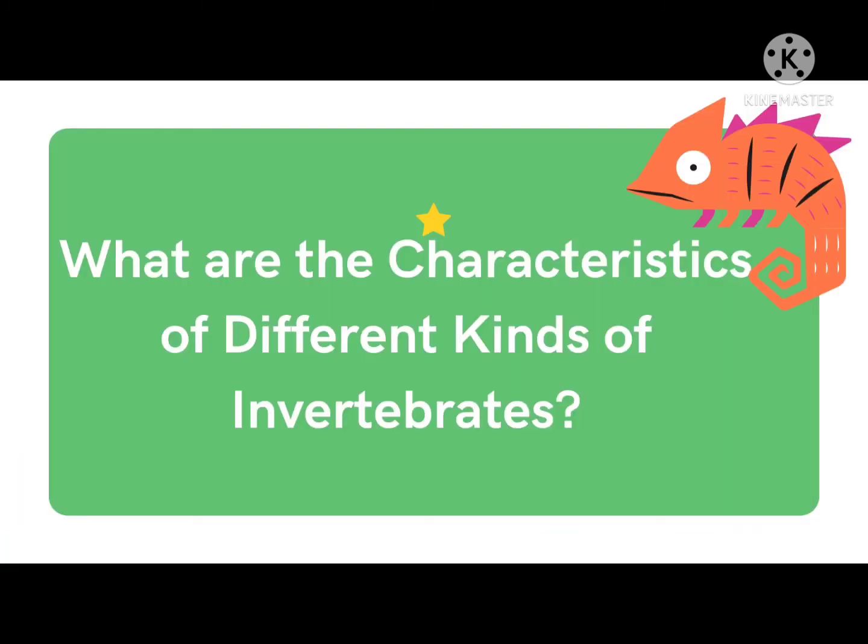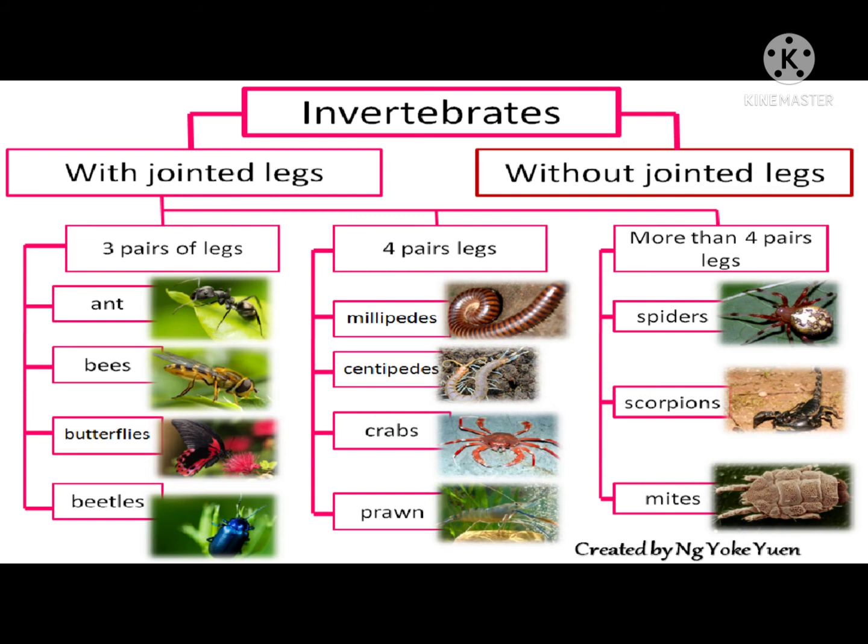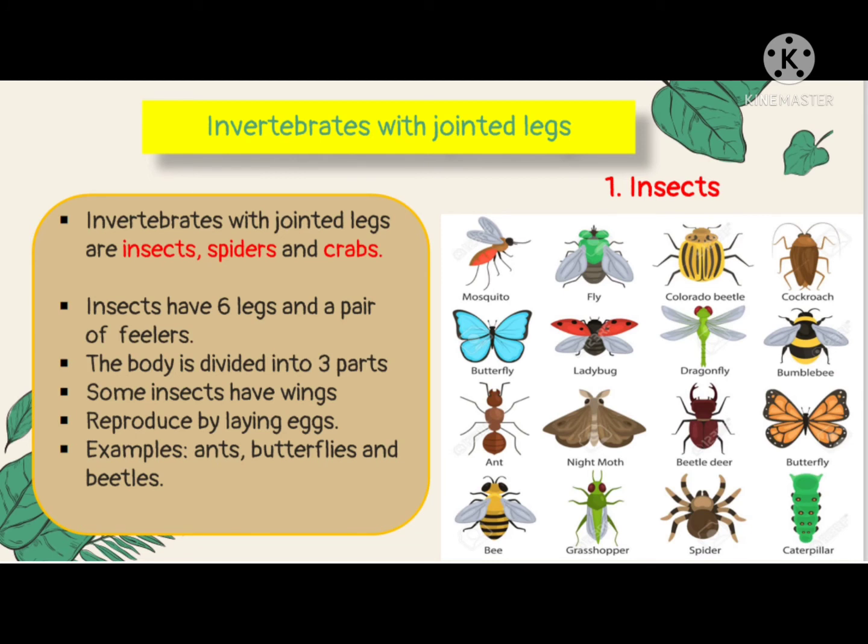What are the characteristics of different kinds of invertebrates? Invertebrates with joint legs and without joint legs. Invertebrates with joint legs are insects, spiders, and crabs. Insects have 6 legs and a pair of feelers. The body is divided into 3 parts. Some insects have wings and reproduce by laying eggs, for example, ant, butterflies, and beetles.